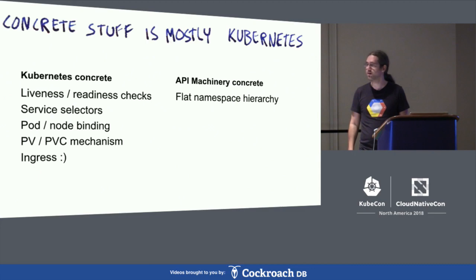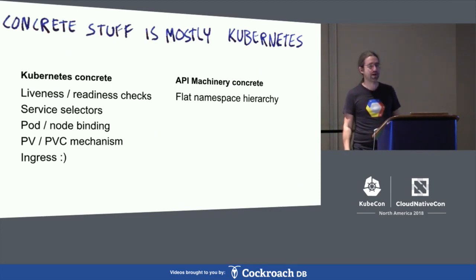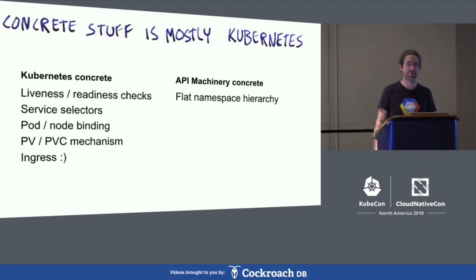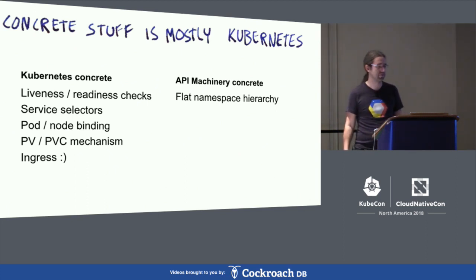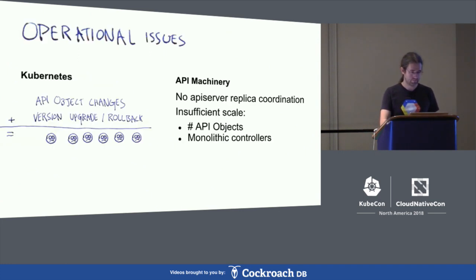On the other hand, concrete stuff, like specifically applied stuff, is mostly Kubernetes specific. So liveness readiness checks, that is not an API machinery concept. That's a very specific contract between Kubelet and the pods that it is running, the containers that it is running. Service selectors, there's a list there. I'm not going to read it to you. For API machinery, I tried to think of what are concrete decisions that API machinery has made. One that came to mind is the flat namespace hierarchy, the fact that you don't have namespaces nested. That's an example. There might be a few others, but that was the clearest one that came to mind.